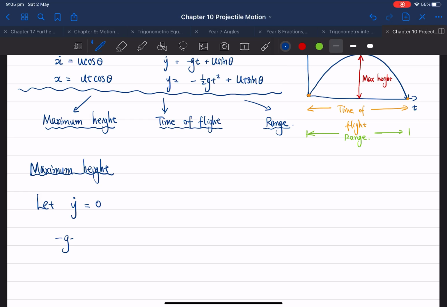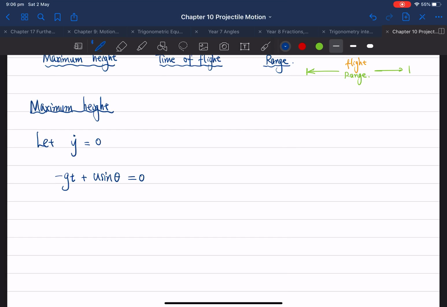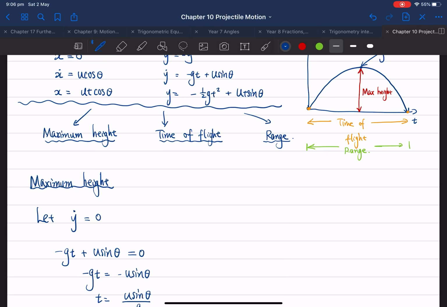So negative g t plus u sine theta is equal to 0. We're going to work out the time, so how long it takes for the particle to reach the maximum height. So t is equal to u sine theta over g. That's the time it takes to reach the maximum height.